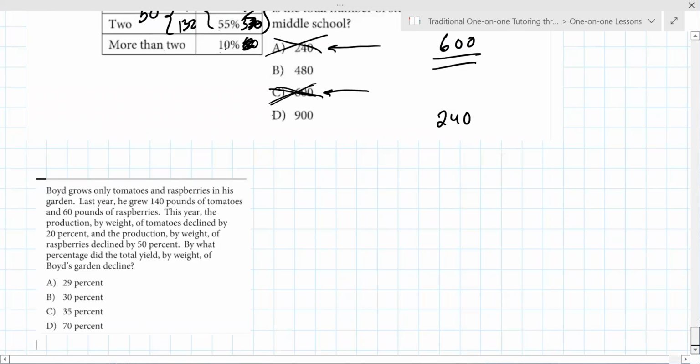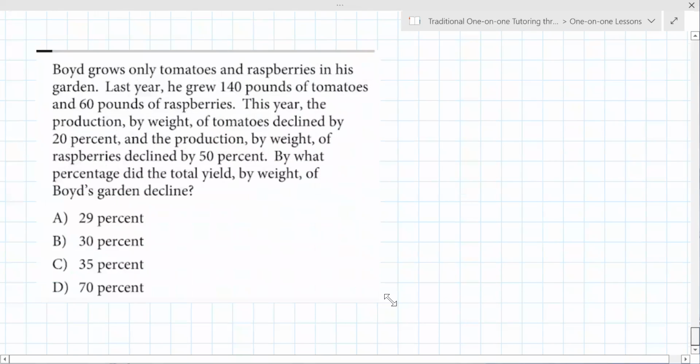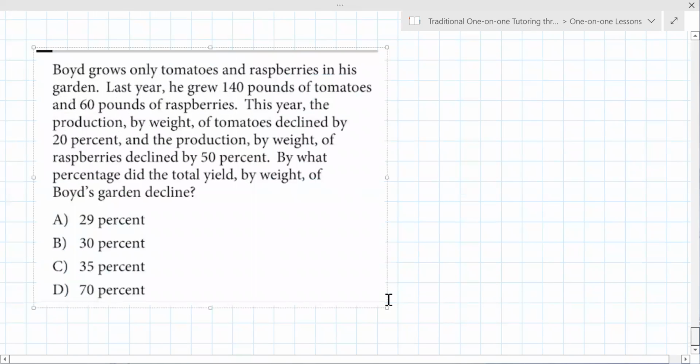Okay, new question. Boyd grows only tomatoes and raspberries in his garden. Last year, he grew 140 pounds of tomatoes and 60 pounds of raspberries. This year, production by weight of tomatoes declined by 20%, and the production by weight of raspberries declined by 50%.